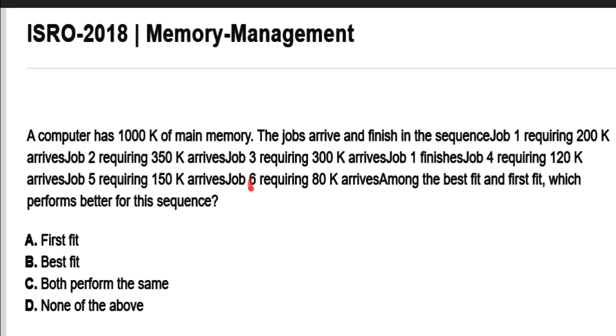Now the scenario changes. Now 150K of memory is remaining, and job 1 finishes. After job 1 finishes, it naturally leaves the memory space, so that space will be left free. After job 1 finishes its process and leaves the queue, job 4 arrives with a capacity of 120K, then job 5 arrives with a capacity of 150K, and then job 6 arrives with a capacity of 80K. This is the scenario in a particular unit of time.